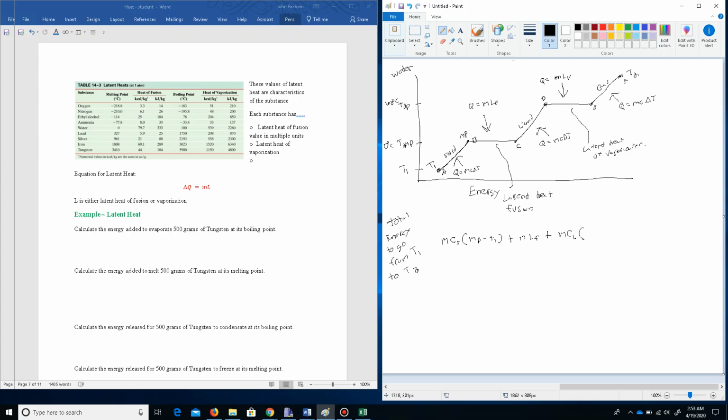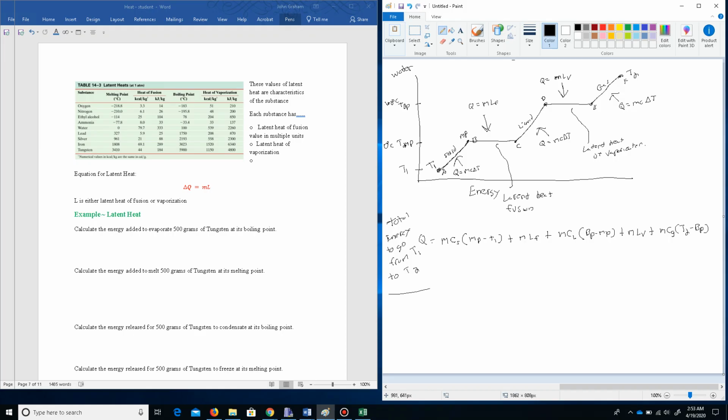This is BP minus MP, the boiling point minus the melting point, plus the mass times LV plus the mass times C as a gas. This will be T2 minus the boiling point. So T2 is higher, so this is going to be positive. All of these are going to come out to be a positive number, and so you'll end up adding them together and you get a positive Q.